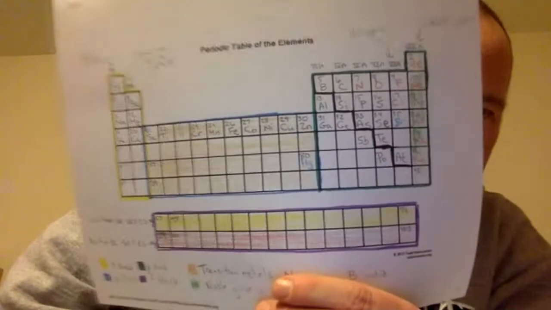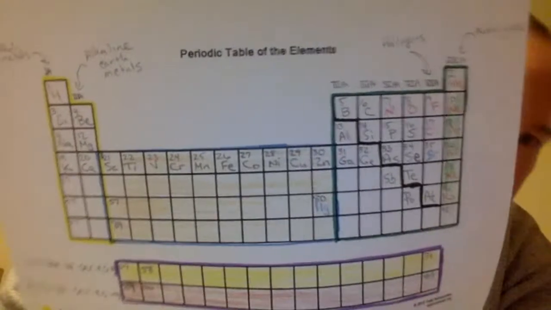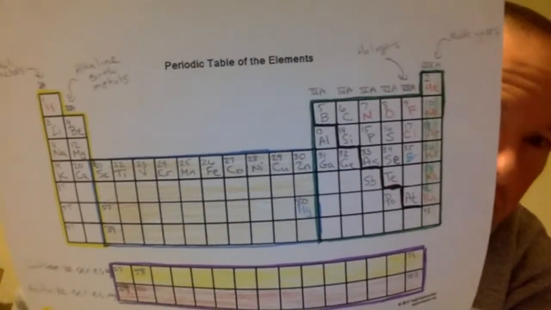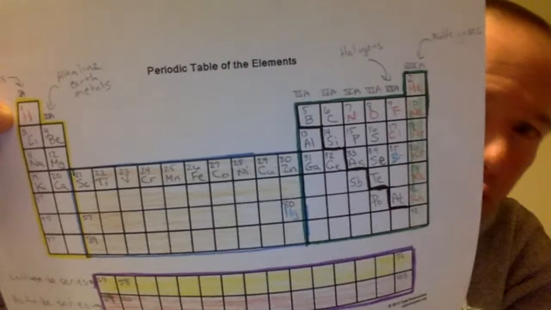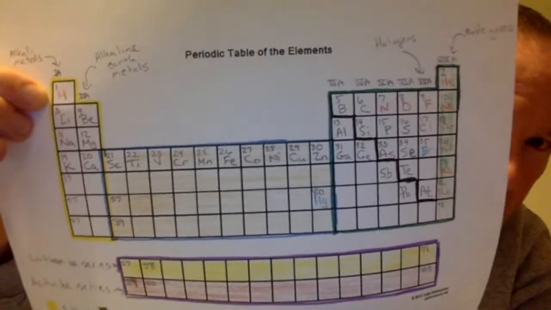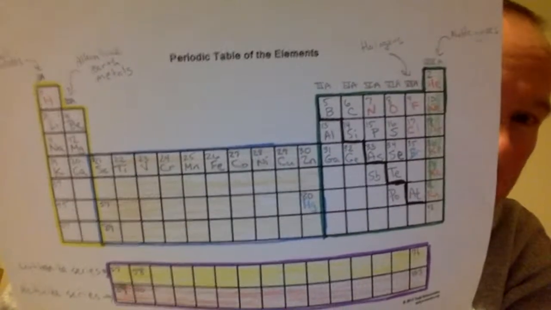This is my version of the colored periodic table that we had our classes fill out here. I want to highlight a few important groups in the periodic table. The alkali metals are group 1A on the periodic table. I think you can see the Roman numerals above each group here. I'll grab the other one and talk about that in a minute.